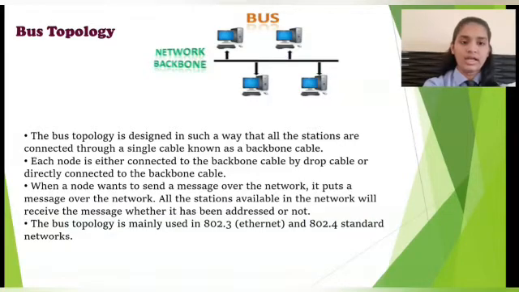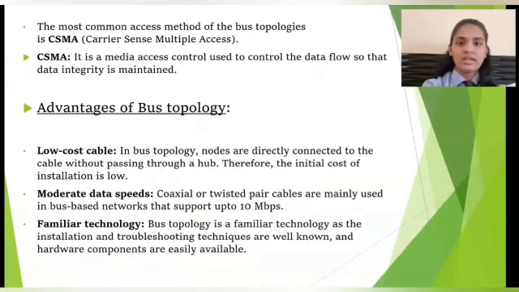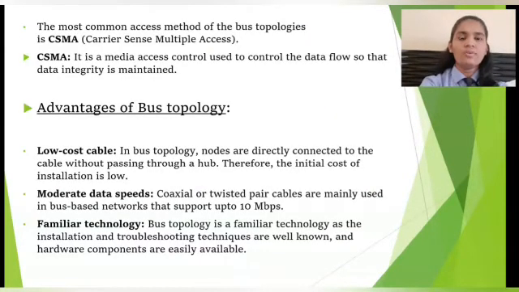802.3 Ethernet and 802.4 standard networks. Next, the most common access method of bus topologies is CSMA, Carrier Sense Multiple Access. CSMA, it is a media access control used to control the data flow. Advantages of bus topology: low cost cable, moderate data speeds, familiar technology.